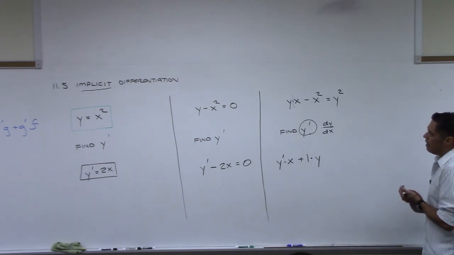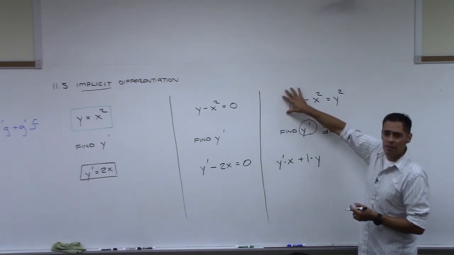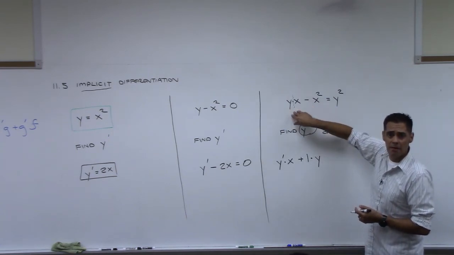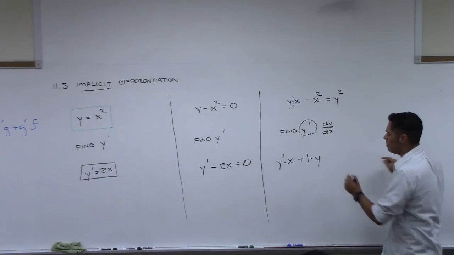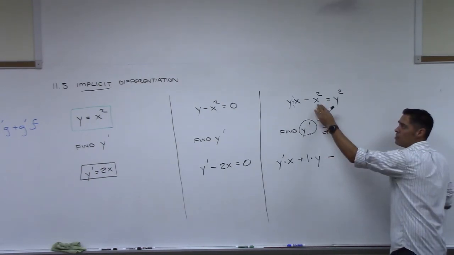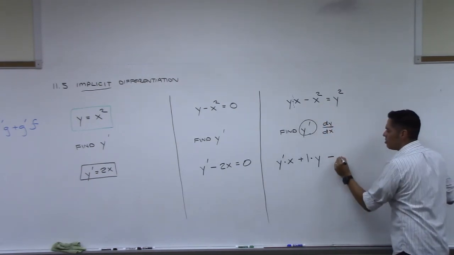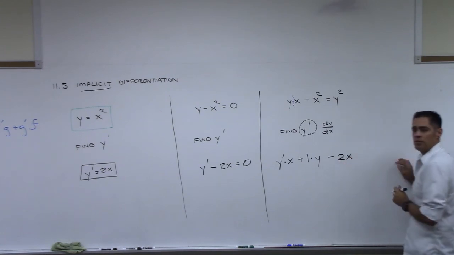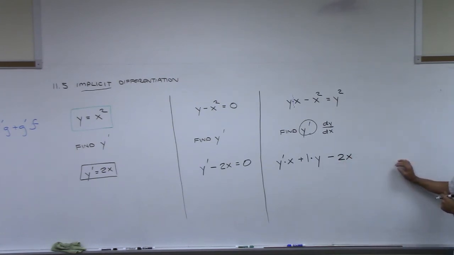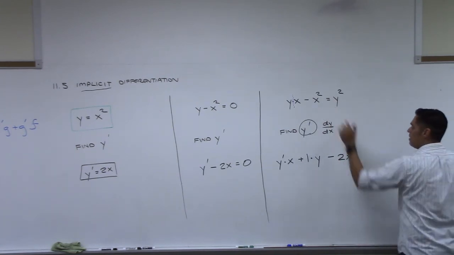Okay. Now, I'm done with the derivative of this. Now I move on. Minus. Now, what's the derivative of x squared? That's just 2x. There's no change in that, okay? 2x. Now I write my equal sign.